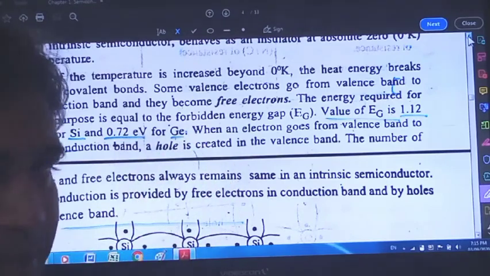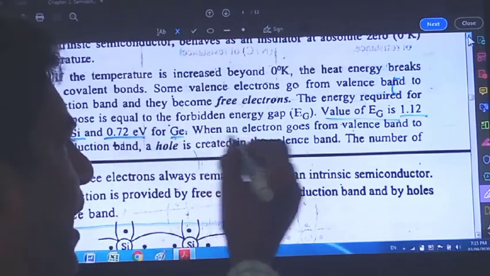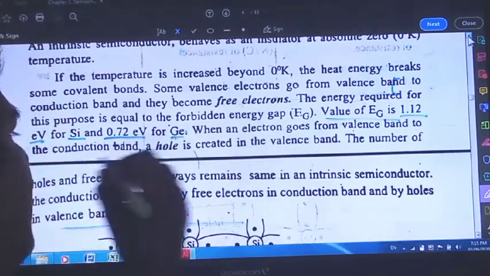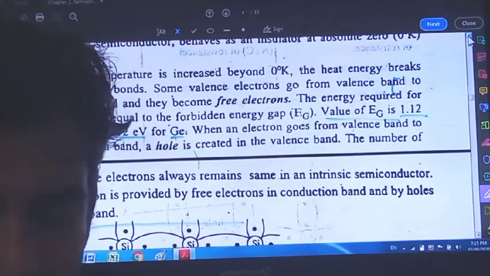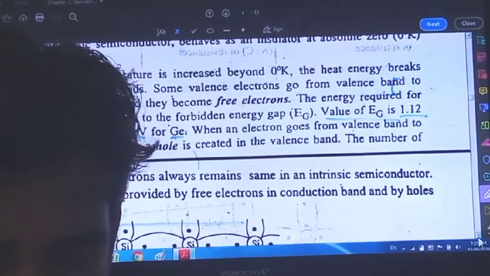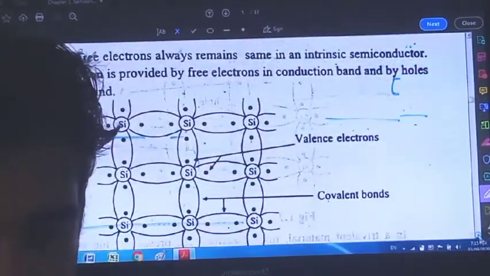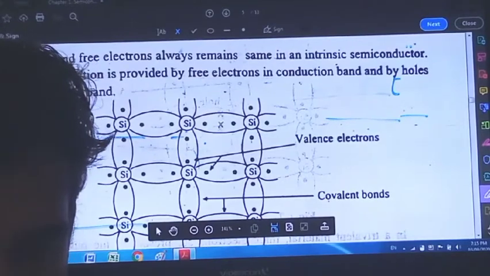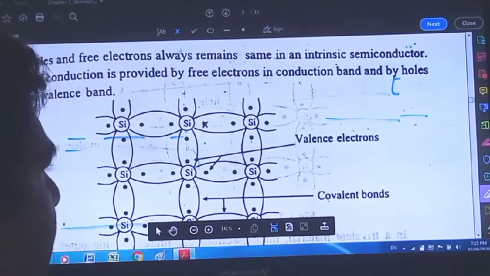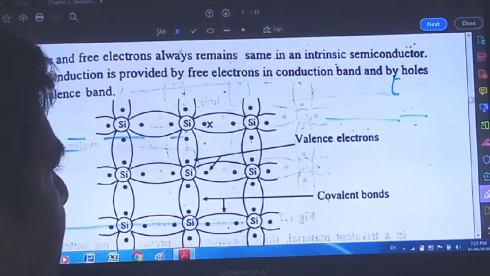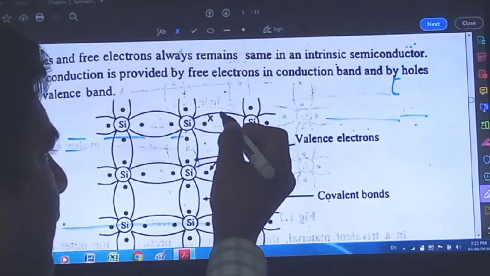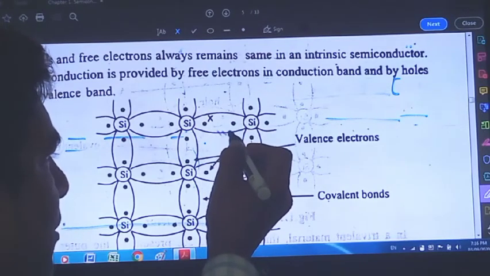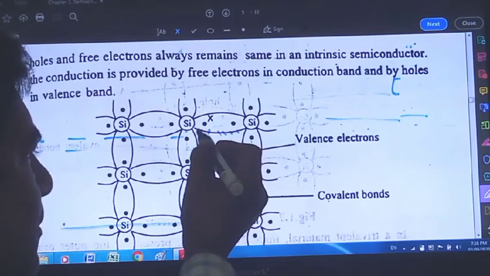When an electron goes from the valence band to the conduction band, a hole is created in the valence band. Students, it is very much clear to you. If you observe this part, this valence electron, if the covalent bond breaks, what will happen?